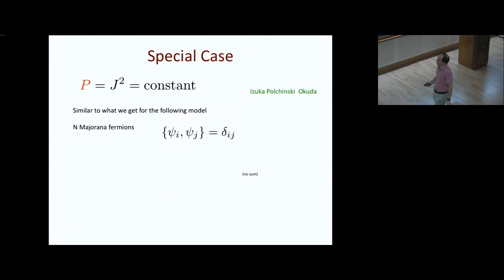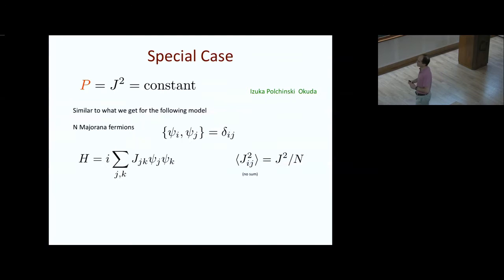Let's discuss a very special case, which arises when the propagator is just a constant. This is the same as what we get in the following model. Imagine you have N Majorana fermions and a simple quadratic Hamiltonian of this kind with some random coefficients. You can think of J as an additional field, and then you will have a contraction between two J's. That is that propagator, which would be a constant. It's time independent because the J's are time independent.